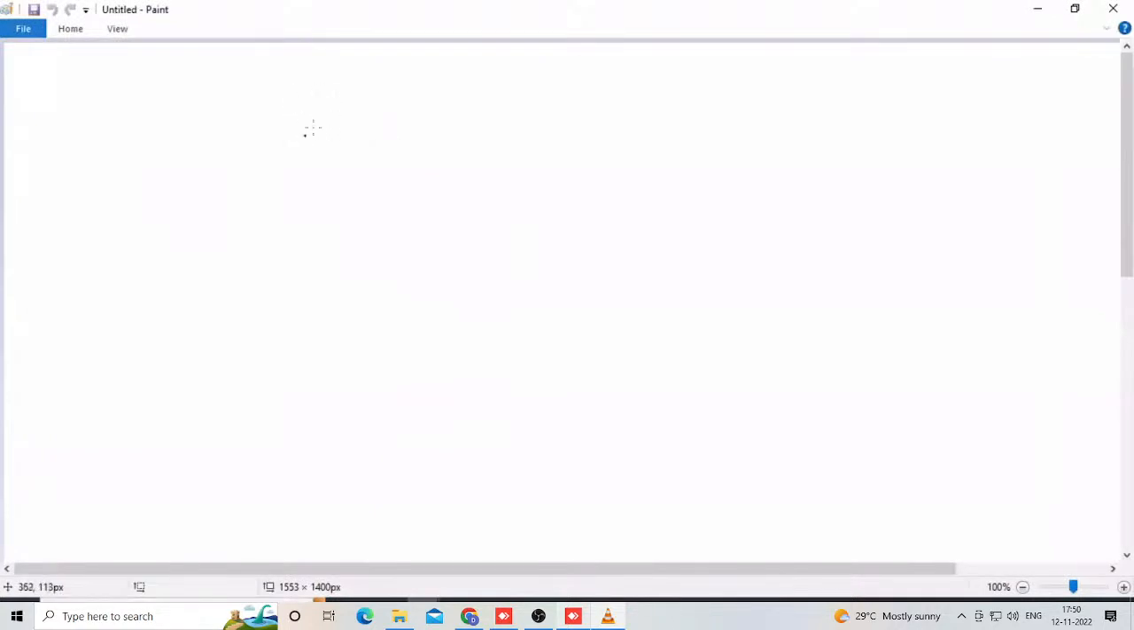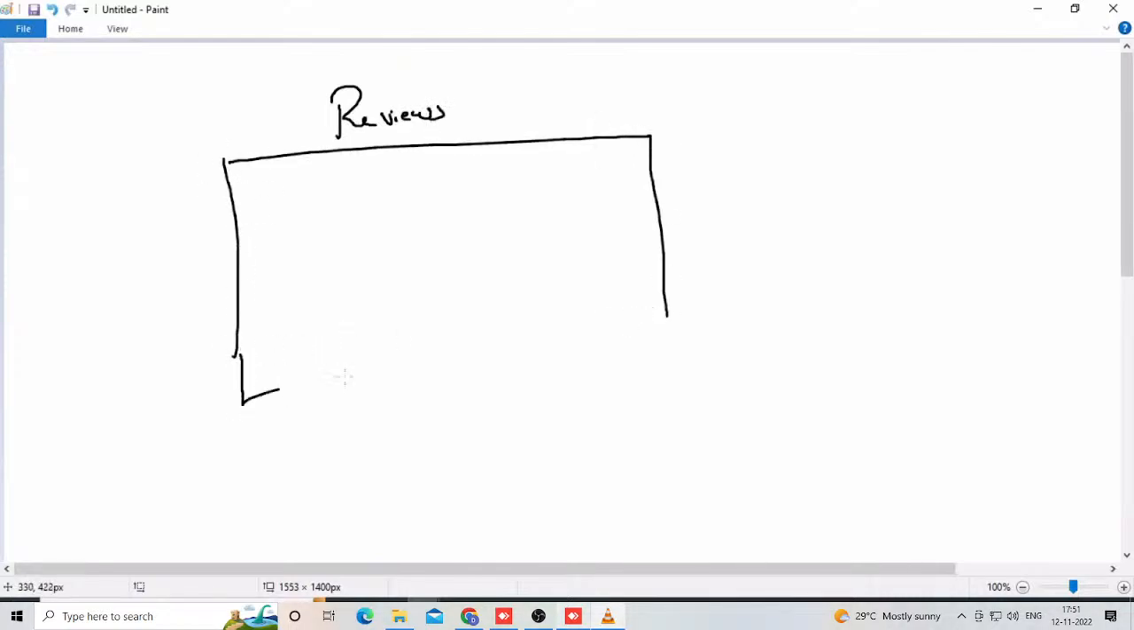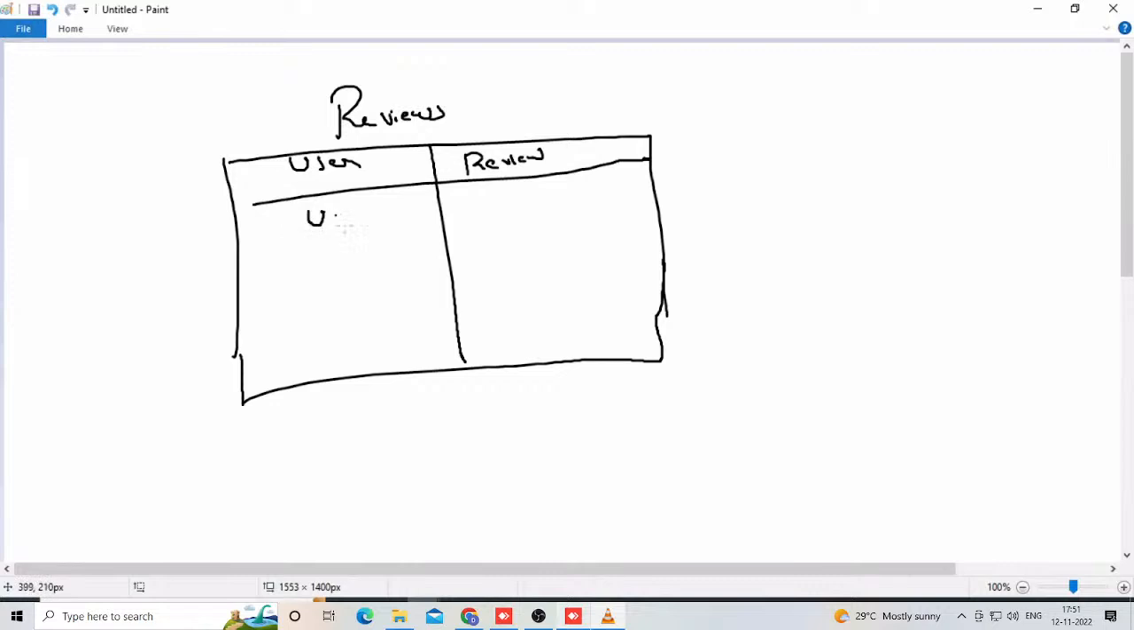I want to take reviews for a particular movie. I've got a table like this, with user and review columns. User 1, user 2, user 3, 100 users giving reviews. First person saying the movie is good, second person saying the movie is not good. They are giving feedback in the form of zeros and ones.